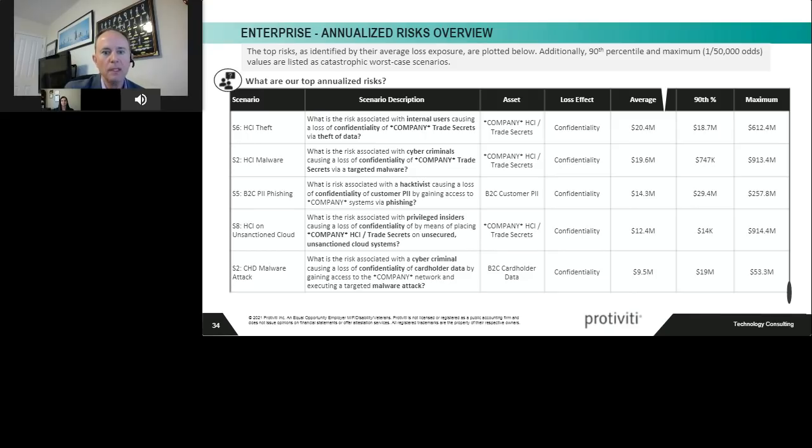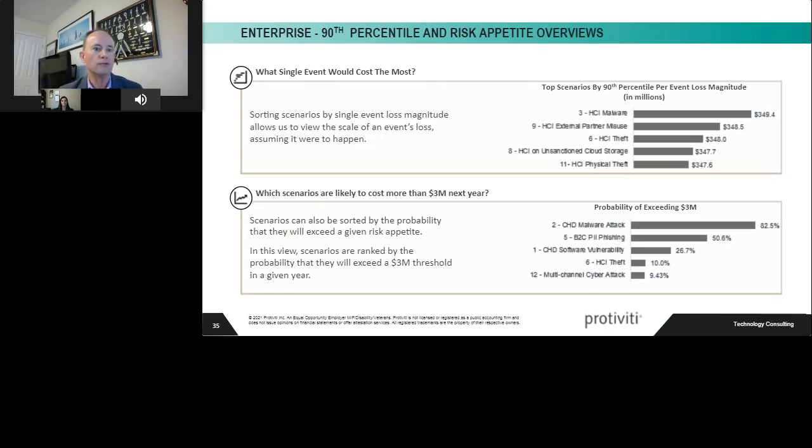Typically, we break down risk two ways. One is, what single event could cost us the most? What's going to put us on the front page of the Wall Street Journal? And which are the events that are likely to cause us the most on an annualized basis? So it's two ways to look at this thing. In this case, the organization set their risk tolerance at $3 million, or their risk appetite. And we were able to look at the probability of events exceeding those.